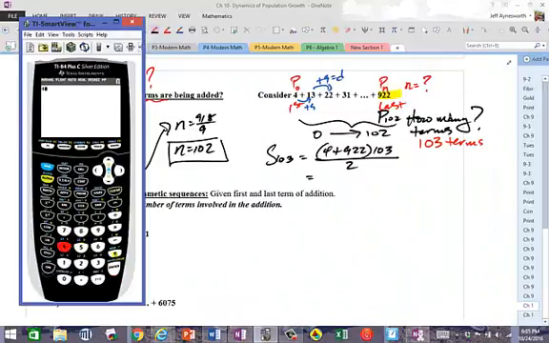So 4 plus 922, hit equals, since I didn't use parentheses, times 103, divided by 2. Okay, you get 47,689.